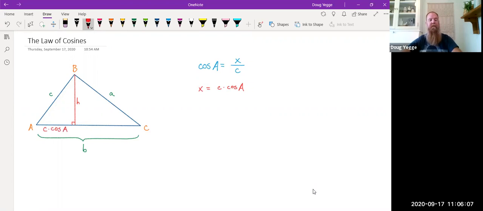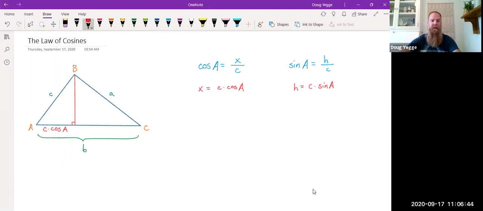And the nice part about that is that now those are in terms of the angles and sides that we were given in the problem, because most of the time we're not given the height. But we need the height in order to derive this. So let's go ahead and take a look at another relationship, which would be sine. Let's take a look at sine of angle A. Well, sine of angle A is the opposite side over the hypotenuse. So if I multiply both sides by C, I get that H is equal to C sine A.